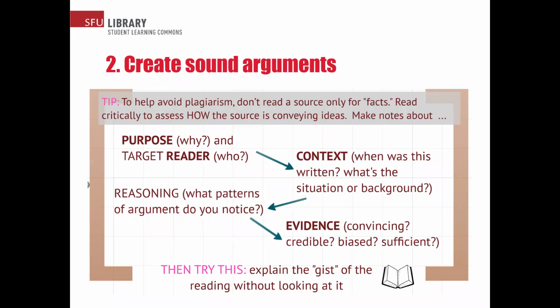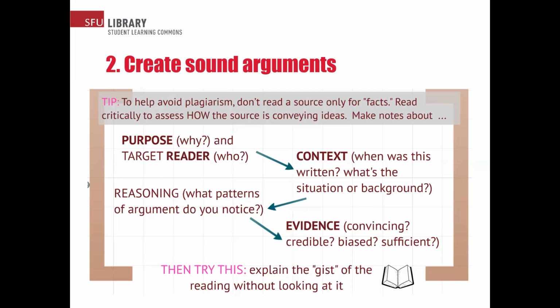Moving on to our second step, we now want to use the information we've found to create sound arguments. So you hopefully have a lot of the ideas and information you want to include in your paper, but now it's time to figure out how you can effectively organize this information into coherent arguments. A great strategy to use here is to consider the who, what, when, and why of your argument. The who is who the reader or target audience is going to be. So take a minute to think about who your target audience is and how you can tailor your paper to fit that audience. The why is the overall purpose of your argument. What is the purpose of your argument and why does it matter?